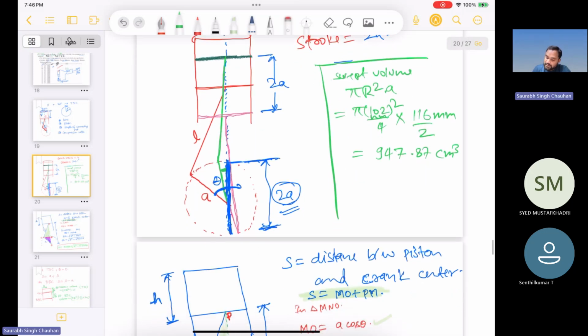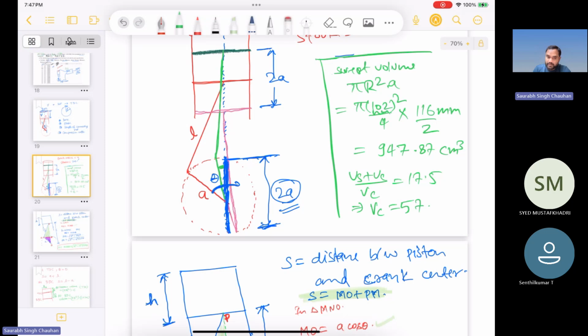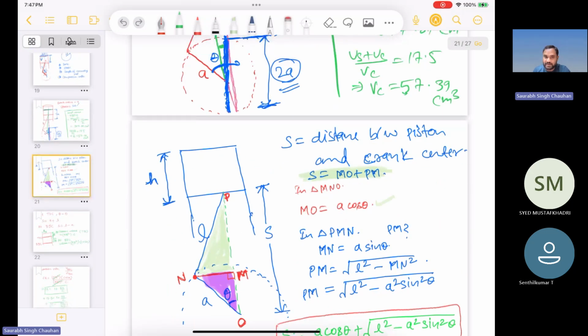Okay, so swept volume plus clearance volume divided by clearance volume is the compression ratio, and that is 17.5. So from here we should get the clearance volume equal to 57.39 cubic centimeters. I'm not doing the full calculation, all the steps. I already have these values, so I'm writing it directly. You just cross check if you are getting the same values. So this is the VC, 57.39.